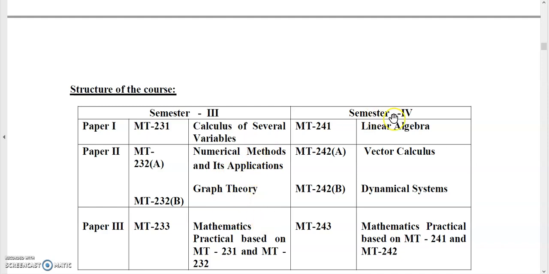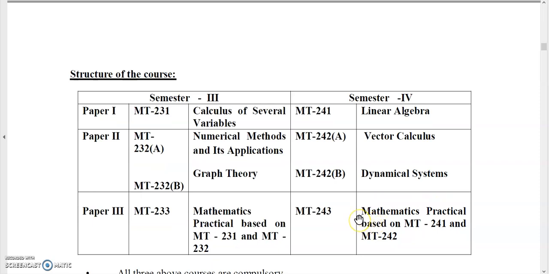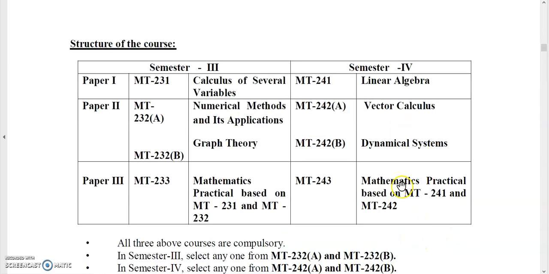In the same way, in semester number 4, there are 3 papers. Paper 1 is Linear Algebra, which is compulsory. Again in paper number 2, there are 2 choices. The first choice is Vector Calculus and the second choice is Dynamical System. Paper number 3 is a practical paper, which is again based on paper number 1 and paper number 2.